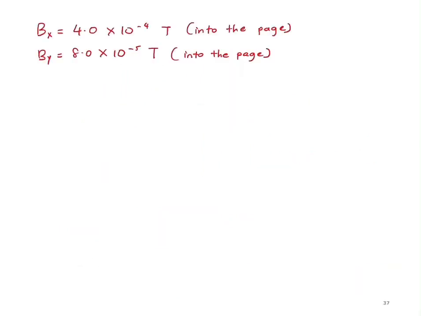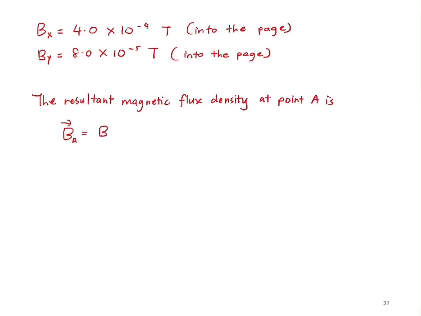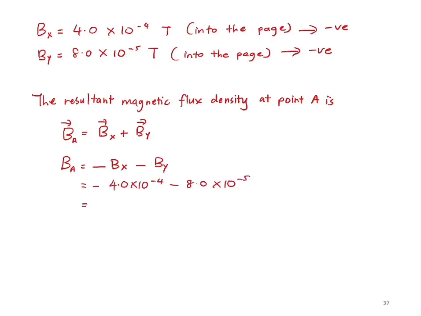And then we have Bx and By, so now we have to find the total or the resultant magnetic flux density at point A. So we just have to find the sum of Bx and By. So B at A is equal to Bx plus By, and then we have to look at the sign of Bx and By. Both are into the page, so Bx is negative and By is also negative. Then substitute in the values of Bx and By to get Ba, which is negative 4.8 times 10 to the power of negative 4 Tesla.